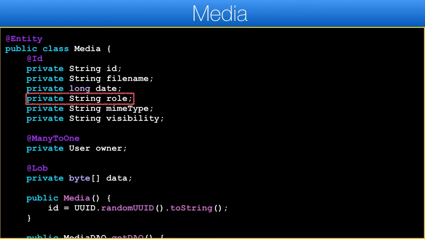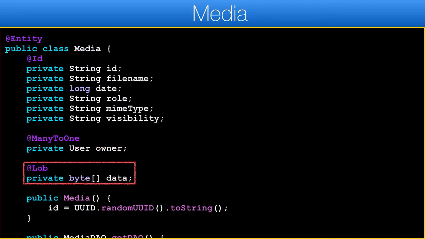Role can be used to indicate the purpose of the image. For instance, it can be an avatar to indicate the image serves as an avatar. Visibility is the privacy scope of the image. For instance, friends would indicate only friends can see the image, whereas public would indicate it's visible to everyone. This is the user that uploaded this media object.